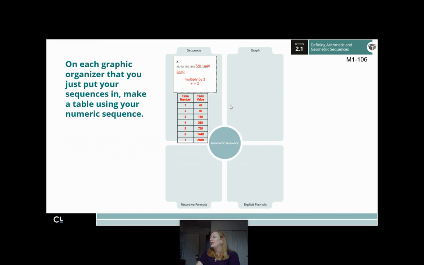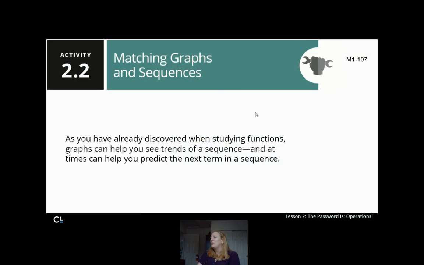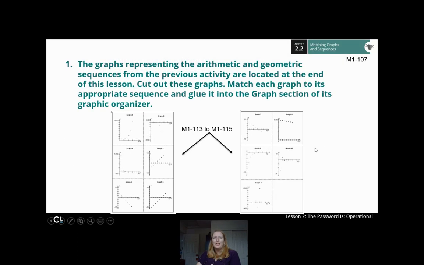So we've done our sequences. We're cool with the sequences. We've got this, and we're using it to help us predict the next sequence. Ooh, I lost my page. That's so very sad. We're doing this to help us do the next sequence, and we're going to now match it with the graphs.